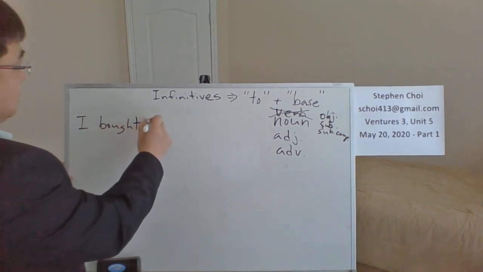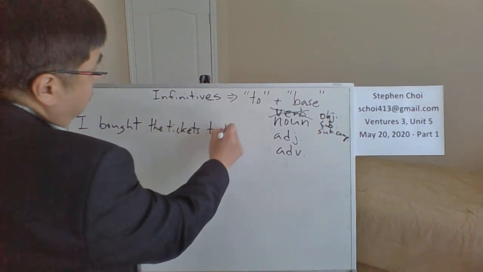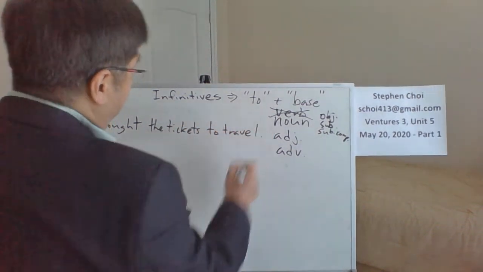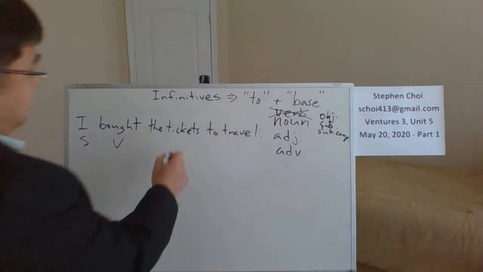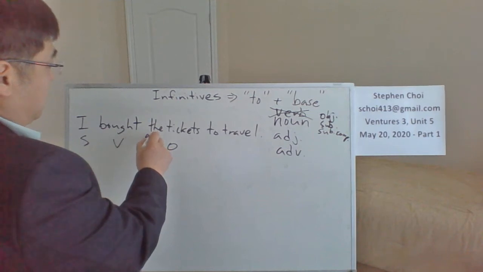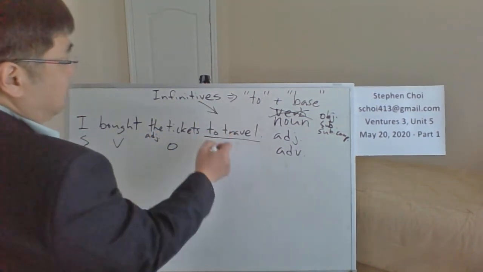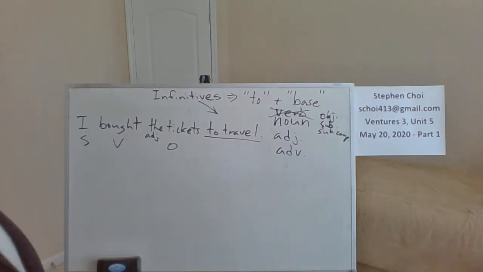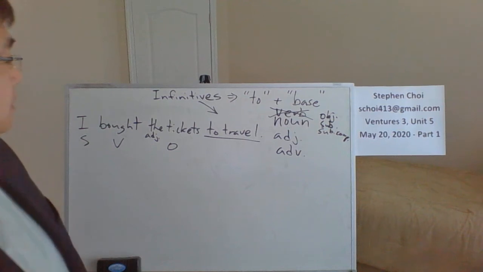I bought the tickets to travel. Okay, subject, verb, and these are the object, the tickets, and this is the article, which is always an adjective. So what is to travel? That's the infinitive, right? And what does that describe or modify in this sentence? I bought the tickets to travel.